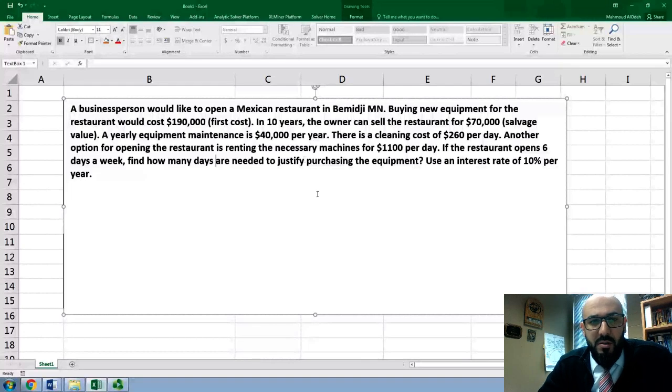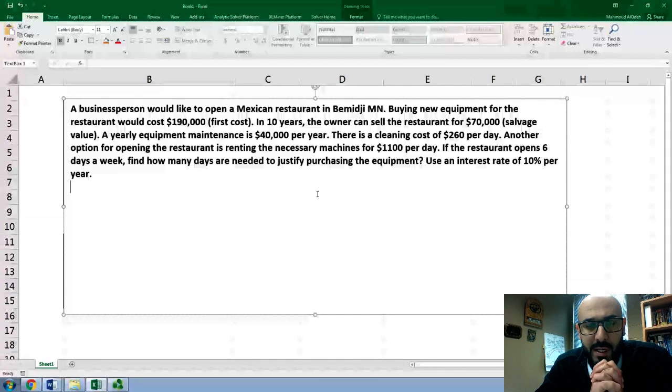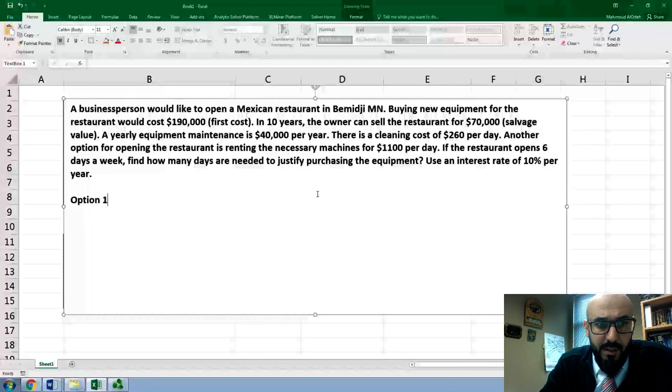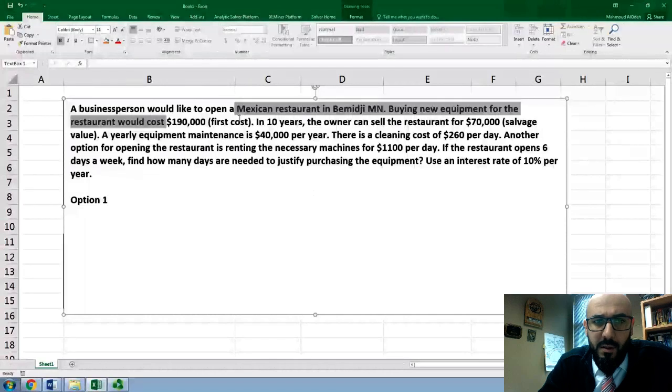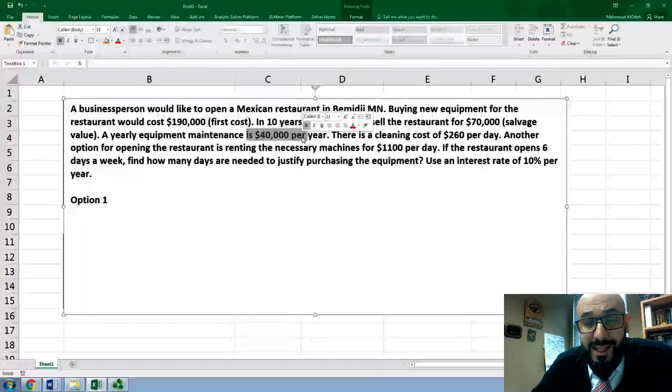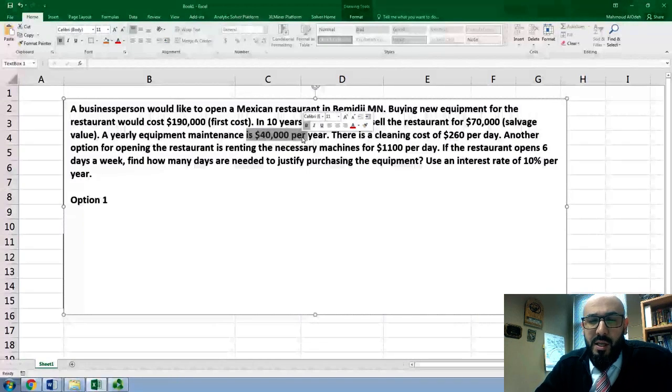Okay. So what you need to do first is to find the cost for option 1 and make it equal to the cost for option 2. Let's take a look at option 1. We have a first cost of $190,000, a salvage value of $70,000, and an equipment maintenance every year of $40,000. This is a fixed cost. This cost is not going to change per unit.